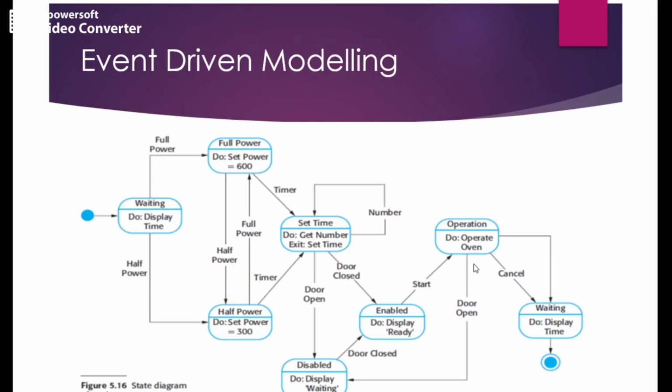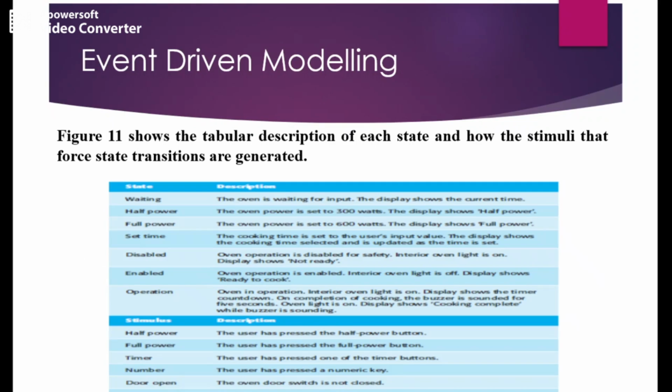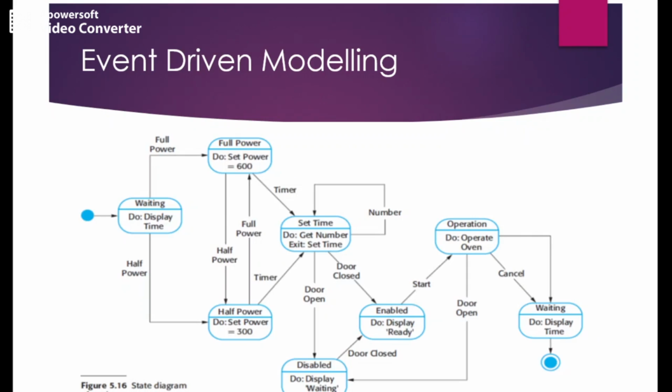Now, when can you open the door? Once the entire operation, the cooking time, is over and a buzzer sound is heard, then you can open the oven's door. When the oven's door is opened, again it will move to which state? Disabled state, where you have to wait. This is the end of the cooking cycle and the system returns to the waiting state. Clear? Any doubt? No.